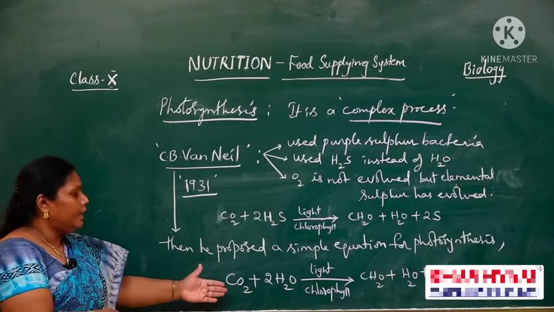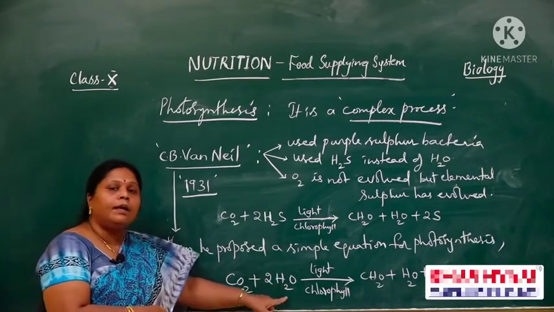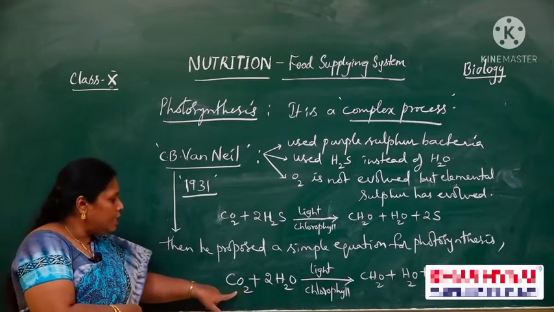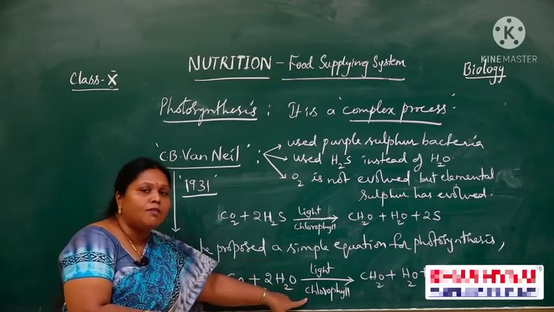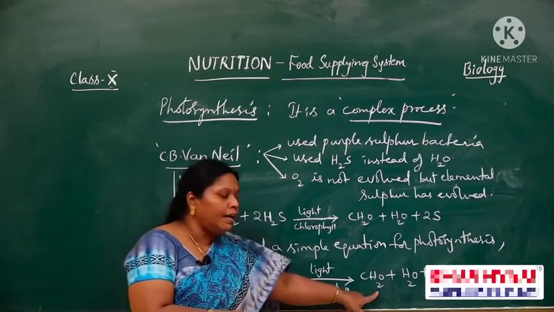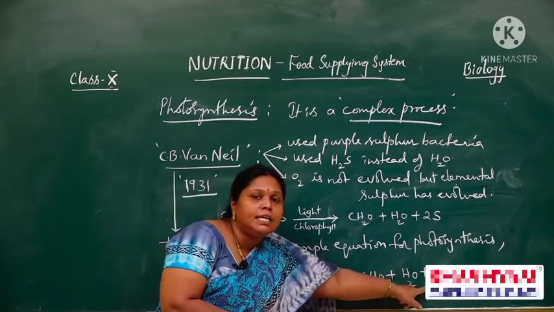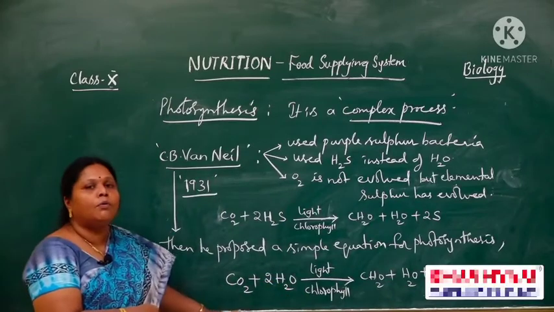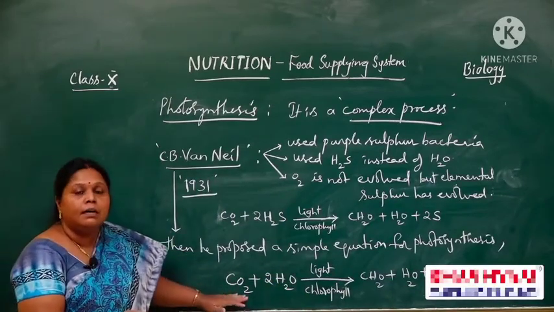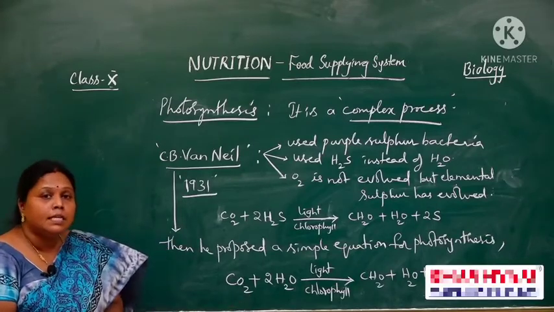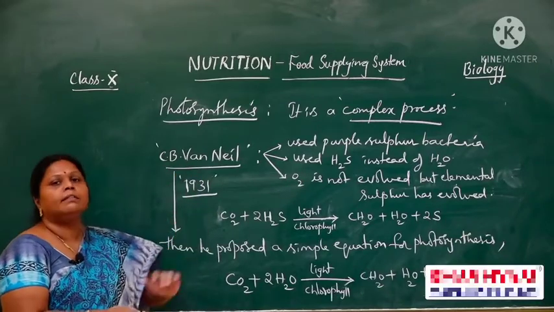What is that? That is carbon dioxide, CO2 plus 2H2O. Here the plants are using water: CO2 plus 2 water molecules, H2O, in the presence of light and chlorophyll, give rise to sugars, that is carbohydrates, water, and oxygen is evolved. So this is how the plants might be undergoing photosynthesis, and this is the equation for photosynthesis which was given by C.B. van Niel in the year 1931.